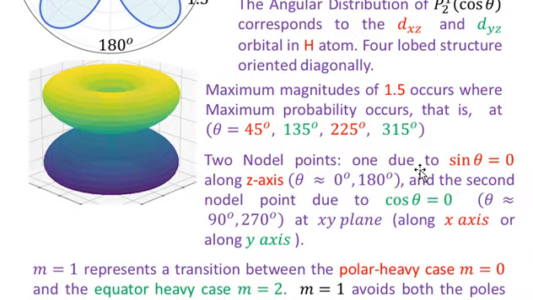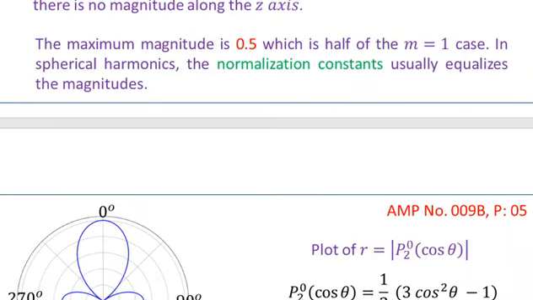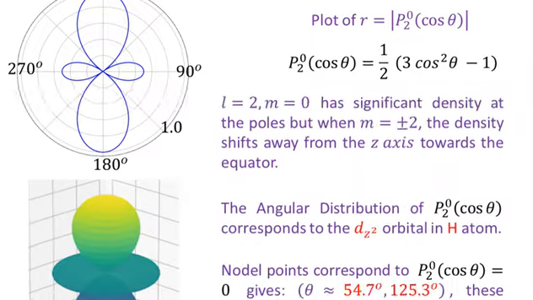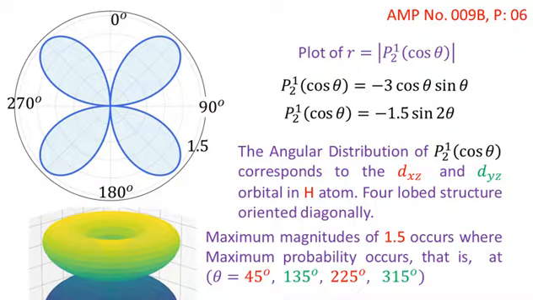The nodal points: one due to sine of theta. You know that if you consider the polynomial in the form of the product of these two functions, that is equal to minus 3 times cos theta sine theta, you can find the two nodes. One node will be provided by sine of theta, the other node will be provided by cos of theta.